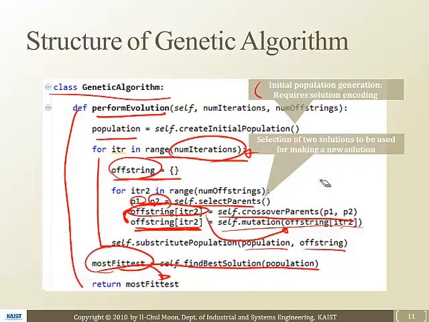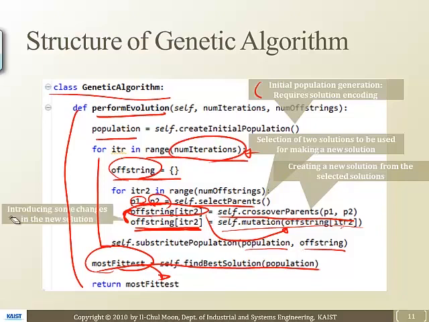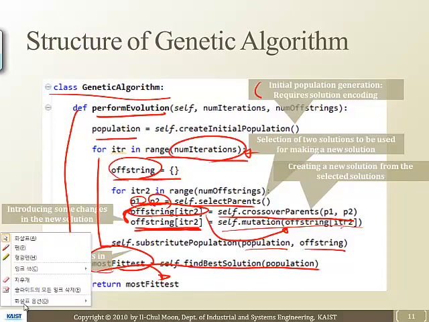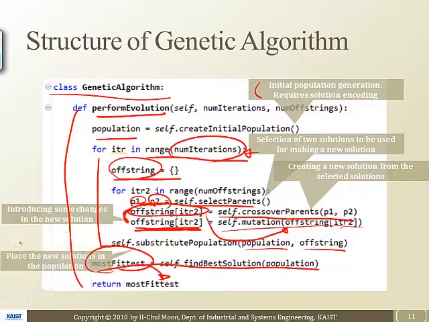And then after that you just select two solutions, two genotypes, to produce the next solution set, the derived solution set. You just select two and create a new solution with the two selections. And then introduce some changes in the new solutions, and then place the solutions into the population. Okay. So that's what we are going to do. That's the basic structure of the genetic algorithm.